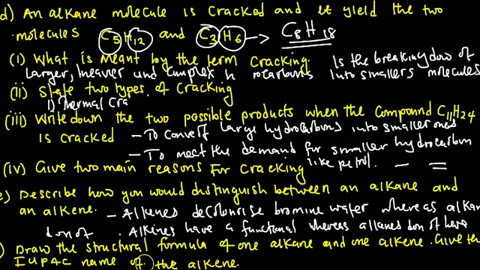Then the last question here, that is question number F. Draw the structure formula of one alkane and one alkene. Give the IUPAC name of the alkene. So we are going to draw it from here. I'm going to draw the simplest alkane, the structure, which is for C4. The structure is C with 4 hydrogens around, like this.